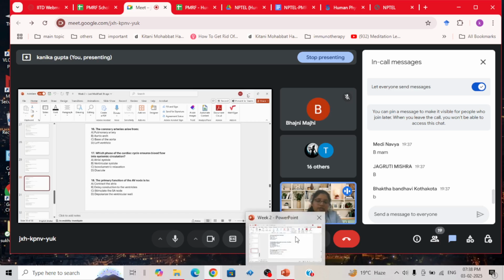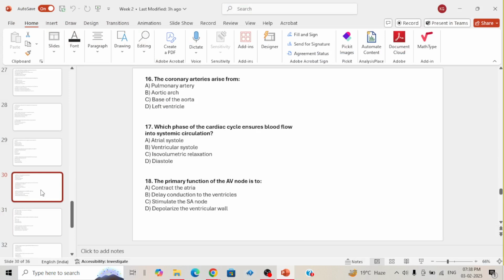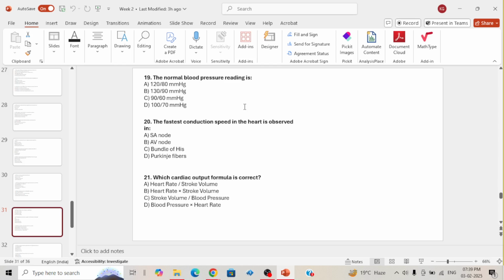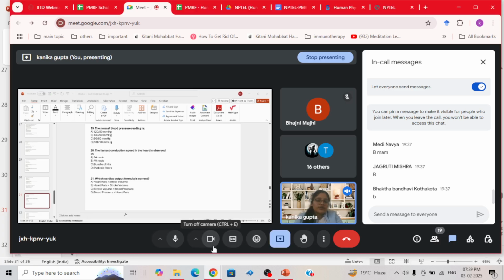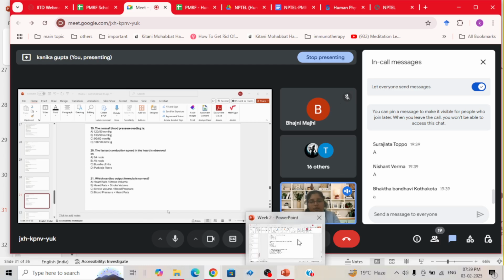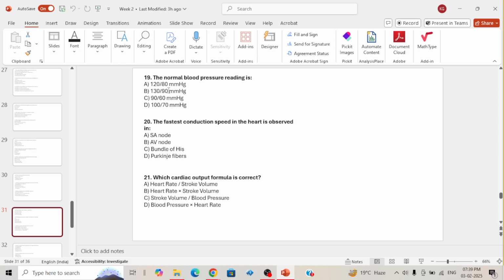So the next question. We have done all the questions on this page. The next question is, the normal blood pressure reading is. I guess all of you can answer this. All should answer this question. No one should get it wrong. This is something we have been reading since 7th or 8th class, right? So everyone should get it right. Yes, the answer is A, 120 by 80 mm of Hg.